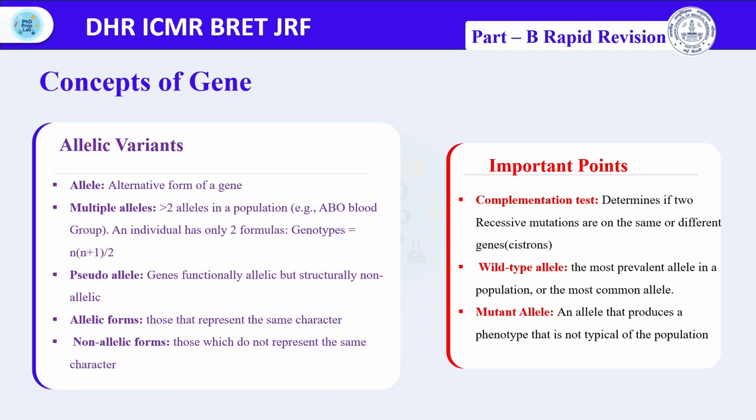Now, what do you mean by wild type allele? It is the most prevalent allele in the population, the normal, common allele. And the mutant allele is the one that produces a phenotype that is not typical to the population.